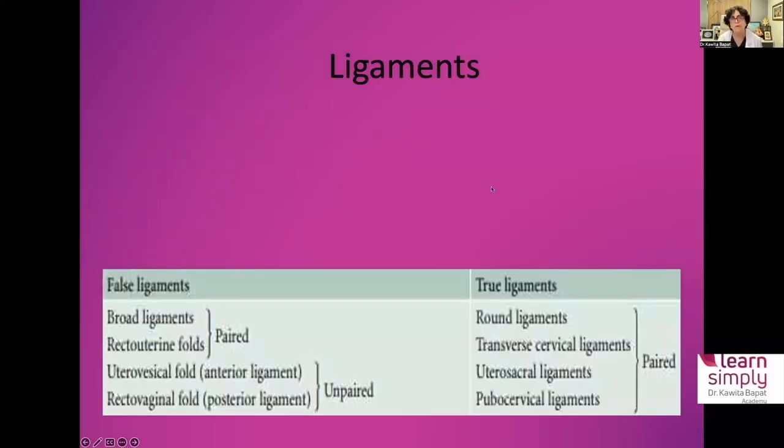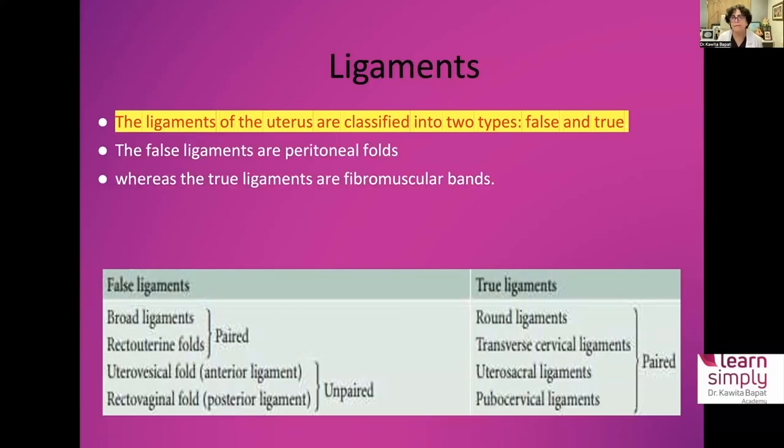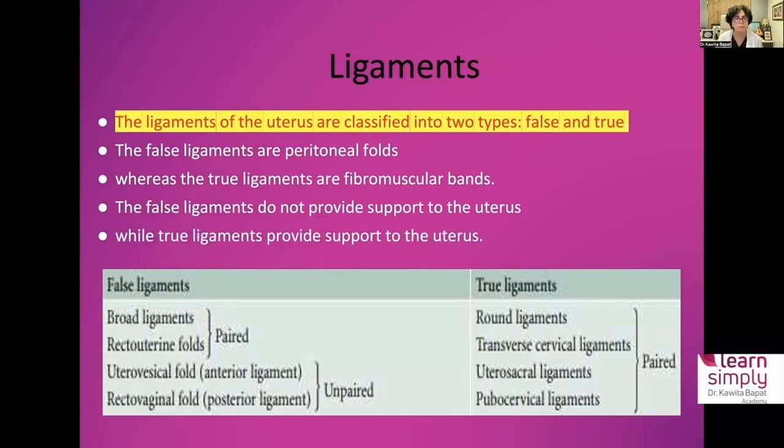The whole time we talk about the ligaments, who are the supports, how the uterus is being supported. Why should we know about the ligaments and the support? Because in future we are worried about how we deal with prolapse, how we deal with vault prolapse, why vault prolapse happens, and all this. The ligaments of the uterus are classified into 2 types, false and true. The false ligaments are basically peritoneal folds, whereas the true ligaments are fibromuscular bands. The false ligaments do not provide support to the uterus, while true ligaments provide support to the uterus.